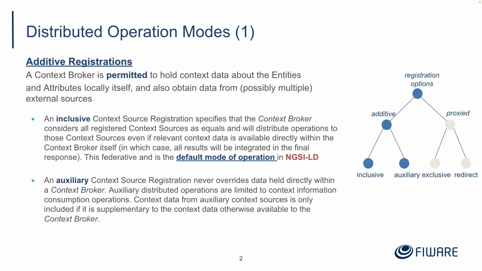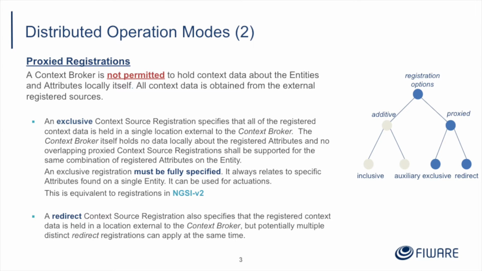Now, the alternative to the additive registrations is so-called proxied registrations. Once again, there are 2 types, and in this case, the context broker itself is not allowed to hold information about those entities. All the data comes from elsewhere. Now, the classic example of this is the one which was used for NGSI v2, which is obviously for isolated systems. This is so-called exclusive as opposed to inclusive registration. And in this case, all the data is coming from somewhere else.